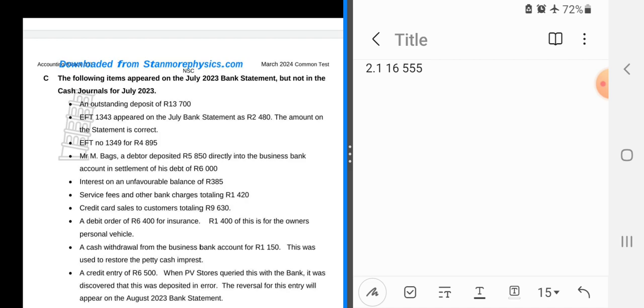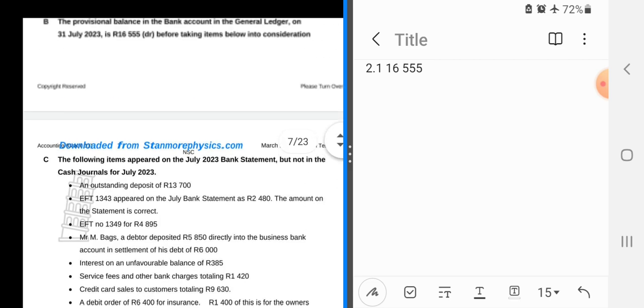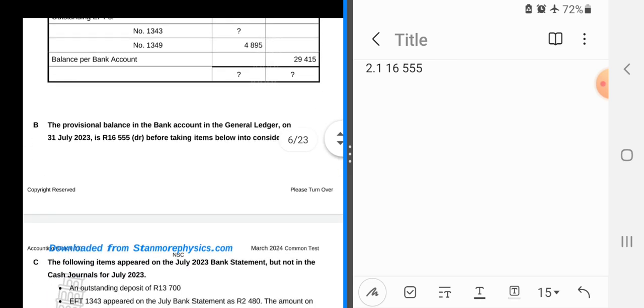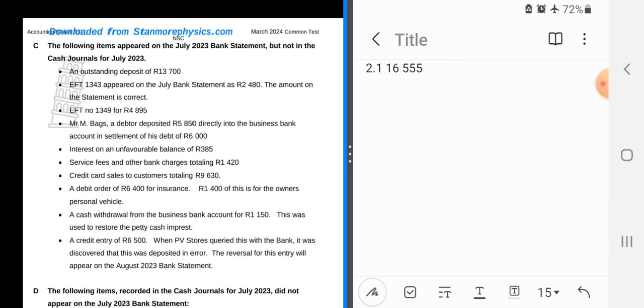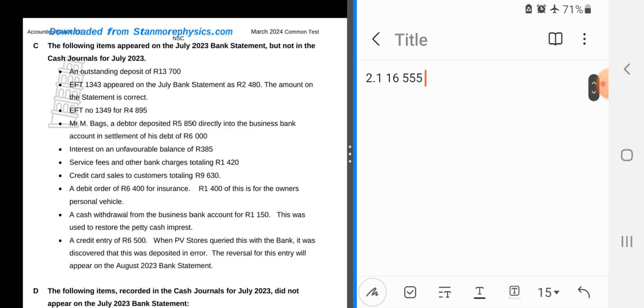Okay, so let's check. EFT number 1349 for 4,895. It appeared on the bank statement. Let's see. Yes, it was here, so it's no longer an outstanding deposit. So the difference between this check 1343, it appeared on the bank statement as 2,408, but the amount on the statement is correct. So we are going to subtract it.